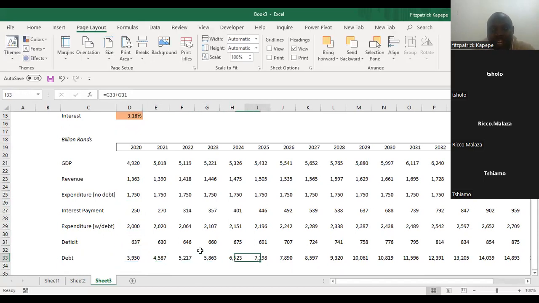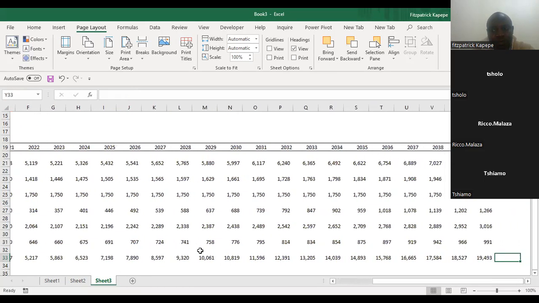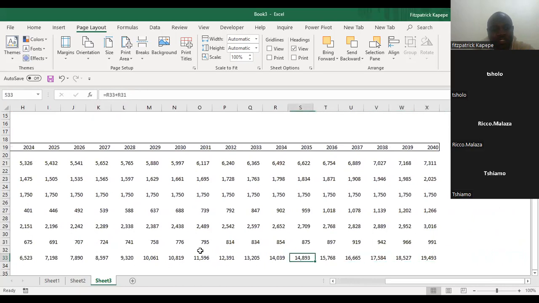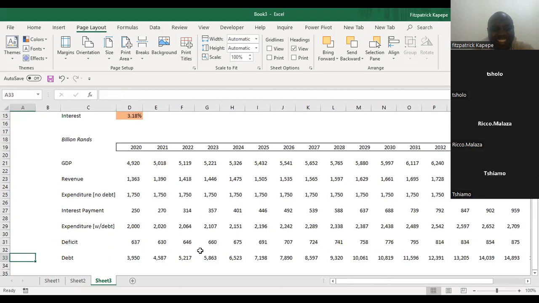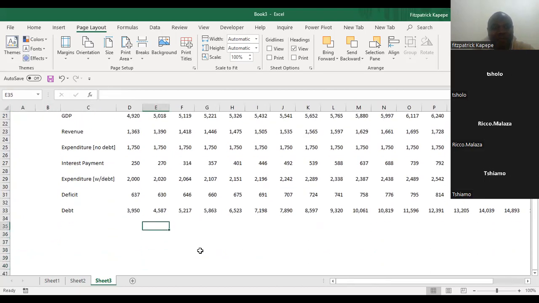And they continued, they were having these deficits. And look at how national debt is growing. You have to sell the whole South Africa and the people inside there. Okay, so we have these numbers. This is very interesting.